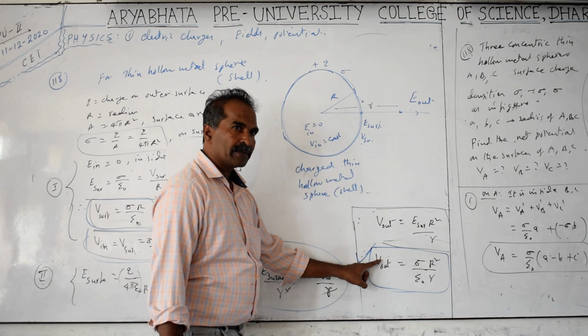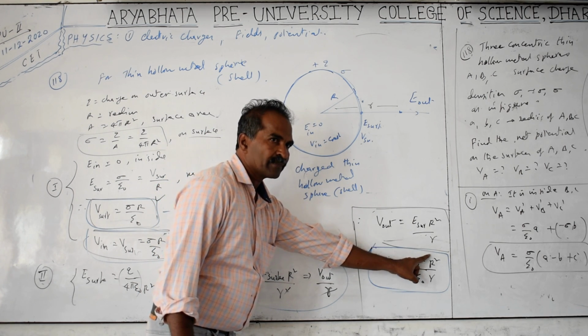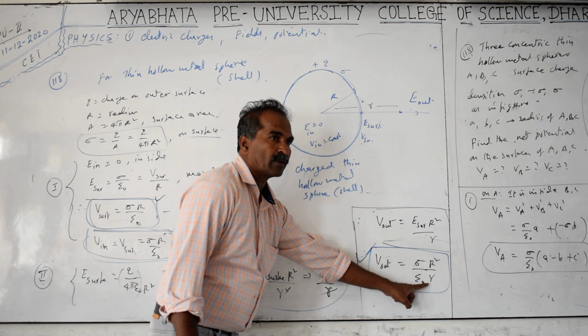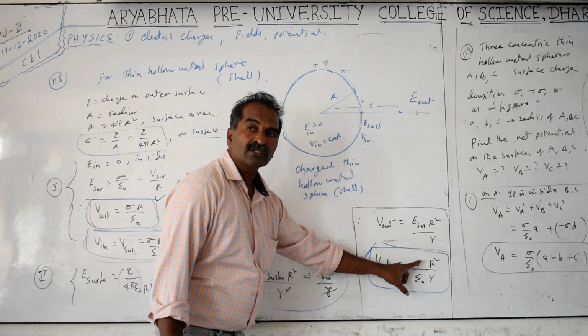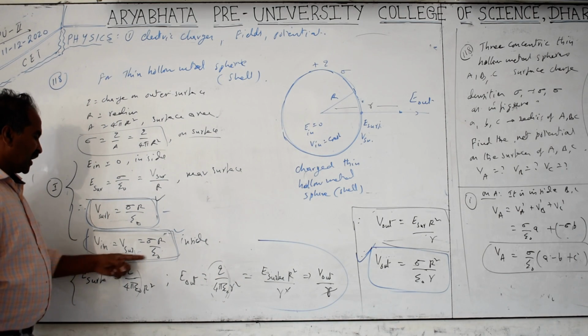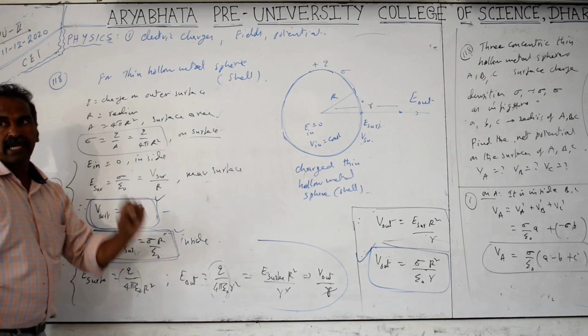This is the formula for V outside. If you are taking a point outside, it is the sphere's radius square into sigma by epsilon into the distance, where the distance of the point goes in the denominator. Sigma is for positive charge, plus sigma, and for negative charge, minus sigma. These two formulas, V surface and V inside, and V outside, we require for this question number 118.